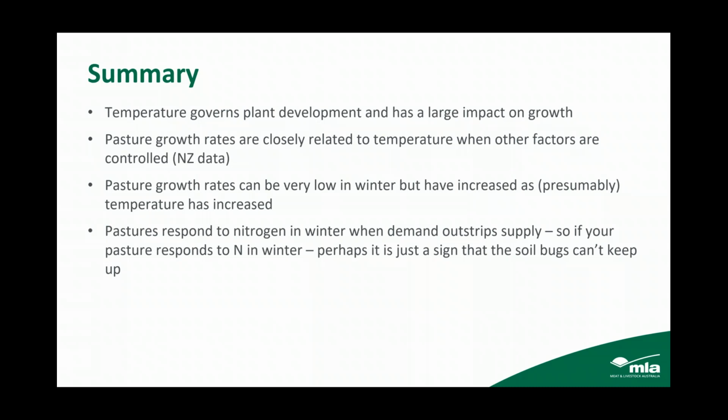The summary of tonight's talk is pretty simple. Temperature governs plant development and has a large impact on growth. Pasture growth rates are closely related to temperature when other factors are controlled. Pasture growth rates can be very low in winter, but have increased as, presumably, temperature has increased, largely over the last 30 years, noticeably. Finally, pastures respond to nitrogen in winter when demand outstrips supply. So if your pasture responds to nitrogen in winter, perhaps it's just a sign that the soil bugs can't keep up with you. Cheers, and that's it.